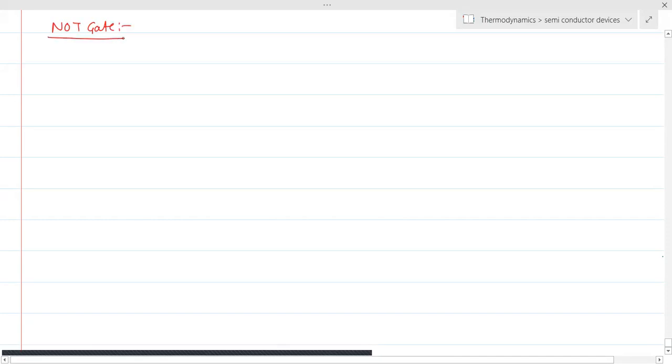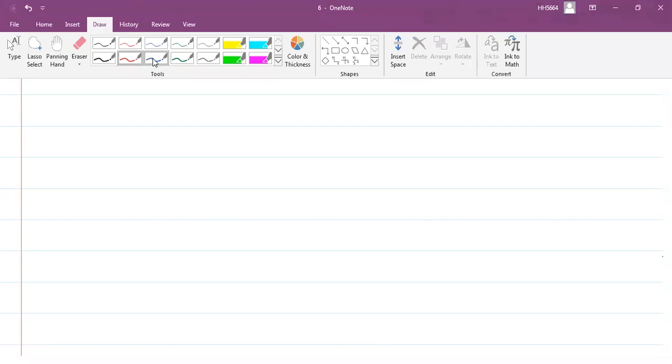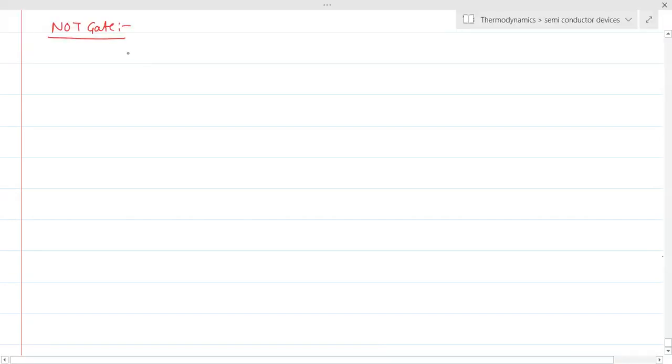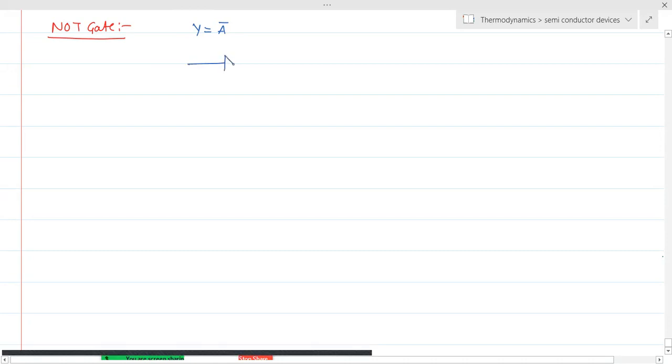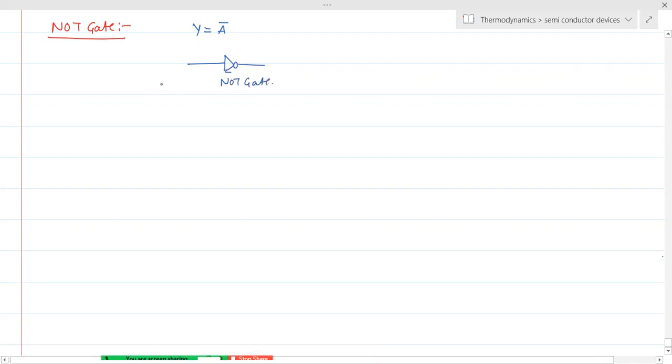So first we are taking the NOT gate, meaning Y equivalent to A bar. That means you are going to have only a single input. Now I'm taking the circuit diagram. So this is called the NOT gate. The mathematical operation is Y equal to A bar.